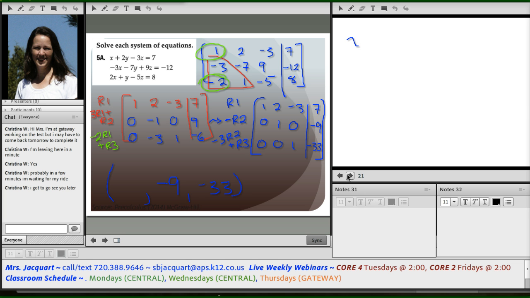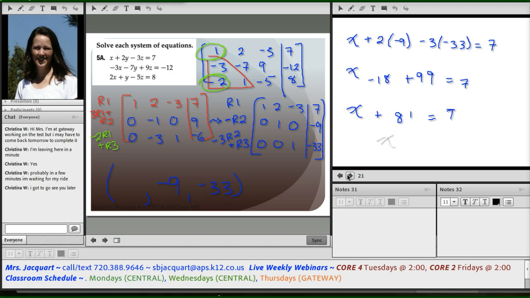We have x plus 2 times negative 9 minus 3 times negative 33 equals 7. So x minus 18 plus 99 equals 7, so x plus 81 equals 7. Subtract 81 from both sides, and x equals negative, oops, I'm writing the wrong thing. You can kind of see, equals negative 74.